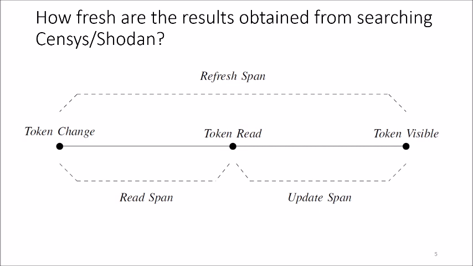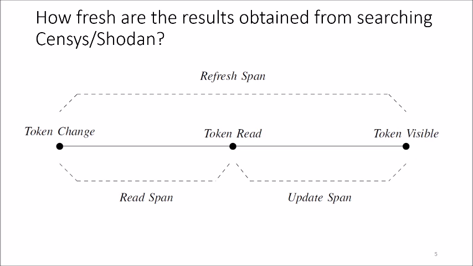We identified 3 time instances involving the tokens. The first one is the token change instance. This is the time that we updated the token and made it publicly visible on each VM. The token read instance. This is when Censys or Shodan read the token from our virtual machine. And the token visible instance. This is when the token became visible through Censys's or Shodan's API.